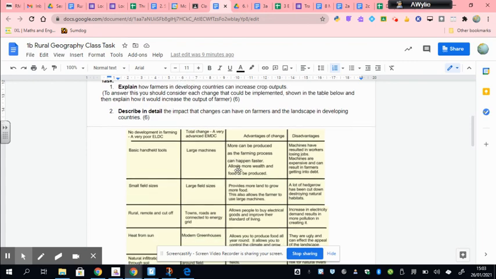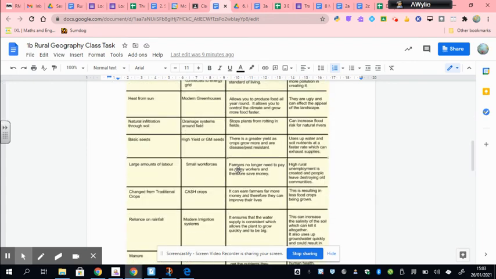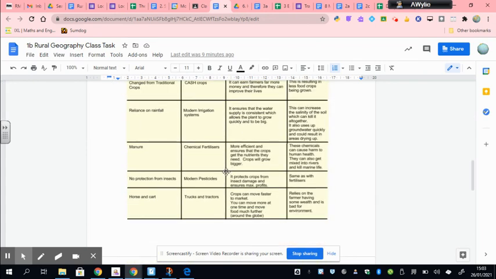Another negative is an increased reliance on pesticides and fertilizers. It means farmers often have to borrow a lot of money in order to afford these things, and if they don't make substantial profits, they can end up getting into debt, which can ultimately lead to them losing their land.